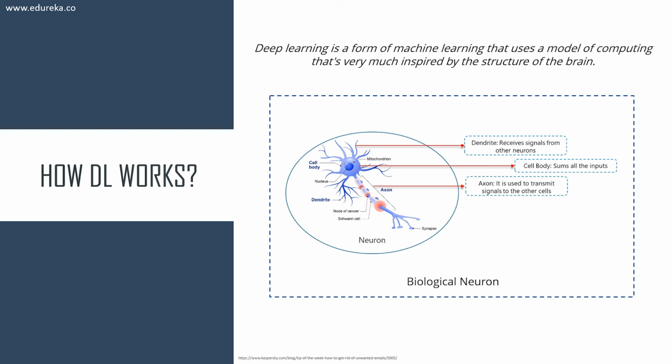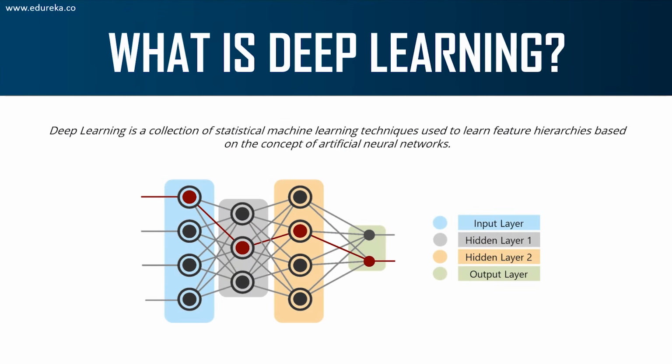The main idea behind deep learning is neural networks, and that's what we're going to learn about. So now let's understand what exactly deep learning is. Deep learning is a collection of statistical machine learning techniques used to learn feature hierarchies based on the concept of artificial neural networks. So the main idea behind deep learning is to use the concept of neural networks.